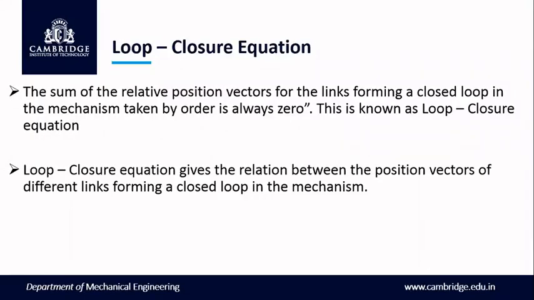First of all, let us discuss what is loop closure equation. The sum of the relative position vectors for the links forming a closed loop in the mechanism, taken in order, is always 0. This statement is called the loop closure equation. The loop closure equation gives the relation between the position vectors of different links forming a closed loop in the mechanism.